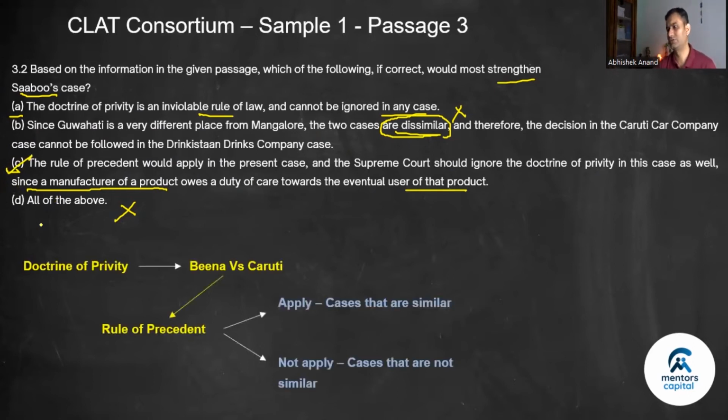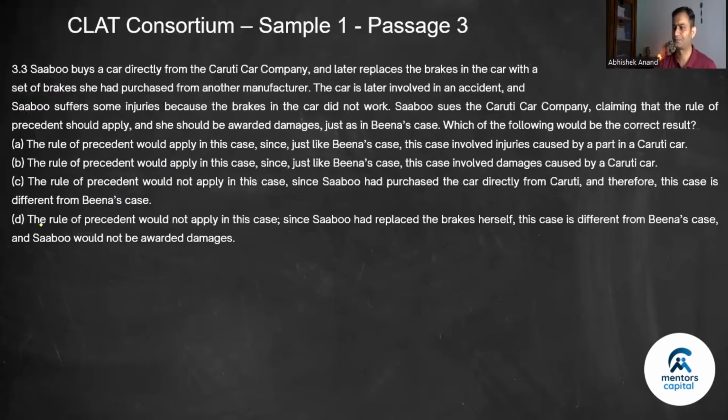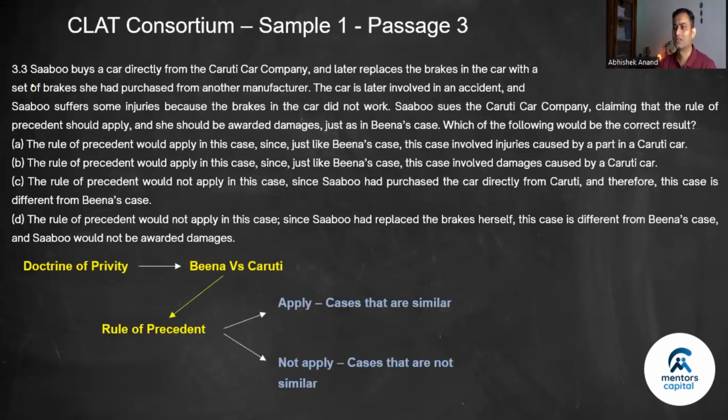Let's come to 3.3. Okay. Sabu buys a car directly from the Karuti car company and later replaces the brakes in the car with a set of brakes she had purchased from another manufacturer. ठीक है, एक बार क्विकली आप पढ़ लो. The car is later involved in an accident and Sabu suffers some injury because of the brakes in the car that did not work.